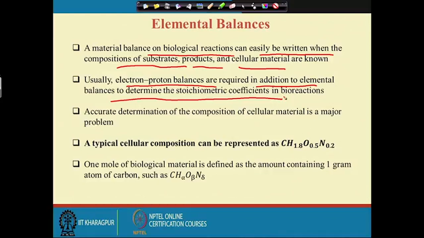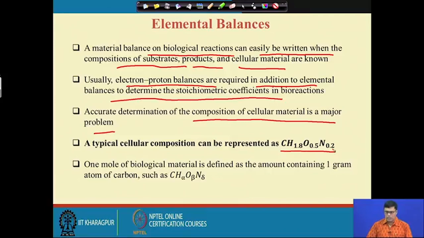This is very interesting. Today, determination of the cellular composition is the major problem. So what we usually do is assume the cellular composition of the biomass. It is CH1.8O1.05N0.2, and it is found within 5% limitations. It gives the empirical formula like this for the cell mass.